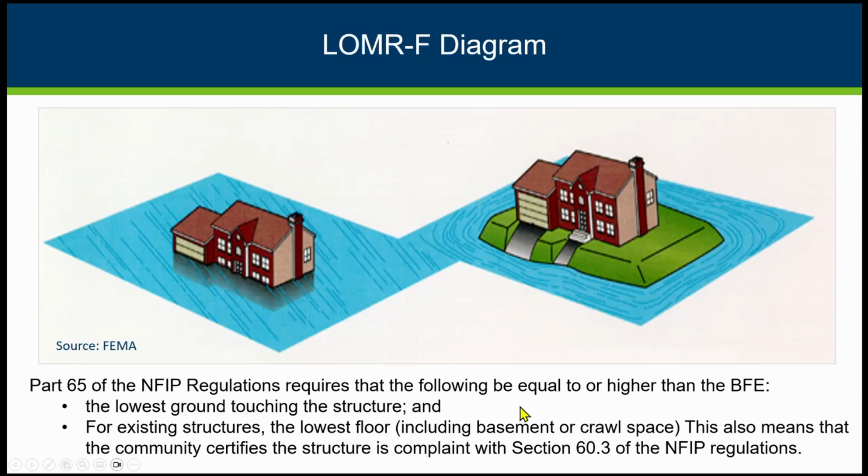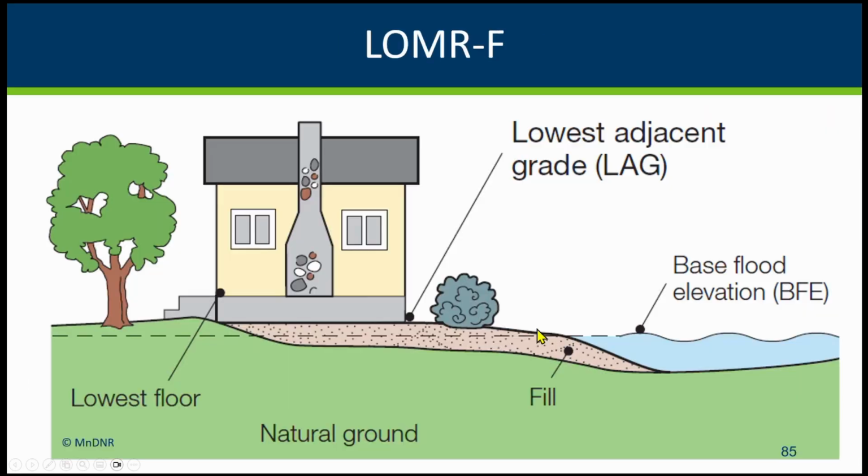Talk quickly about LOMR-Fs. This is where you did do filling. The map was correct. It was a low area, but you've done filling. You've got the lowest floor and the lowest adjacent grade meeting the local ordinance. They're above that base flood elevation or at or above the base flood elevation. This kind of a situation. Then you can apply for a letter of map revision based on fill.